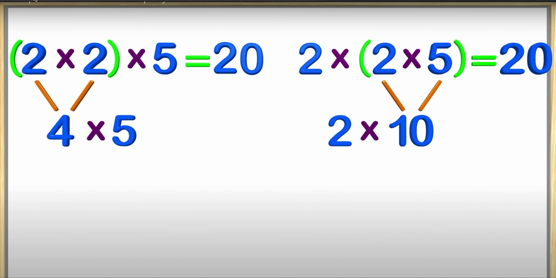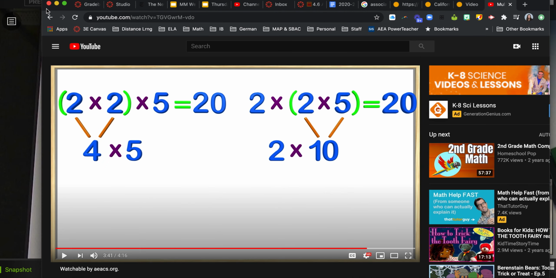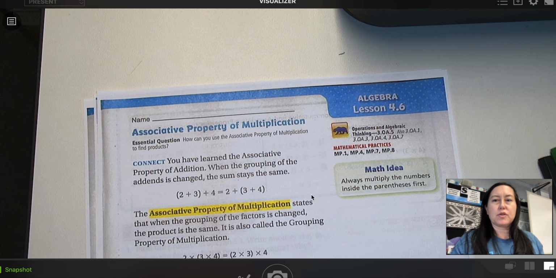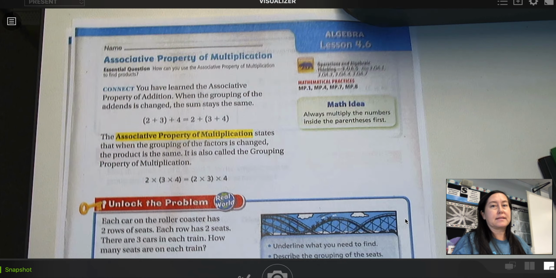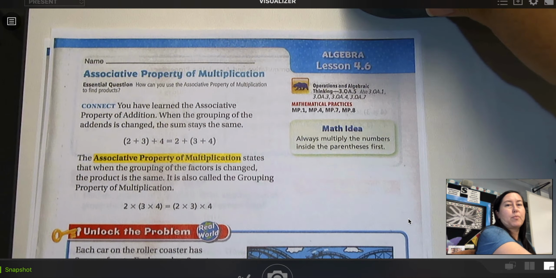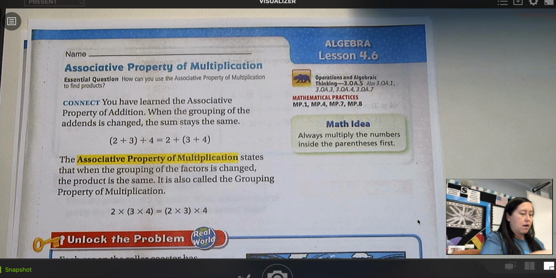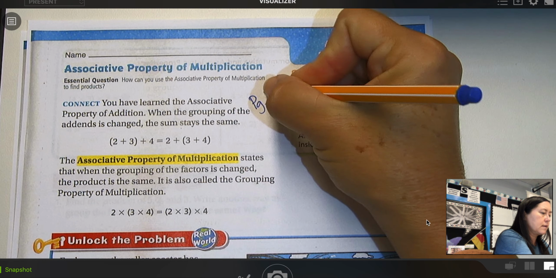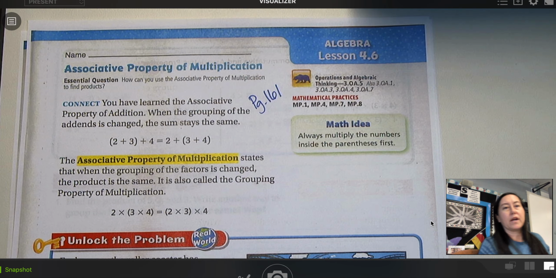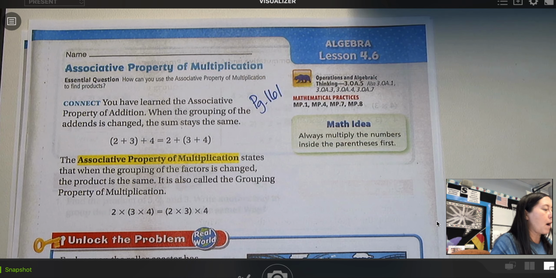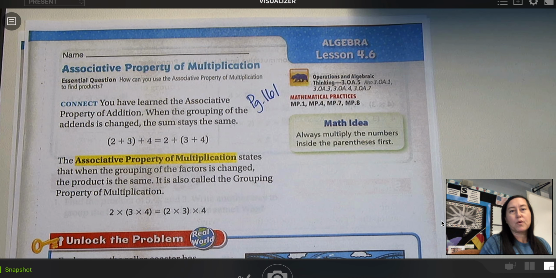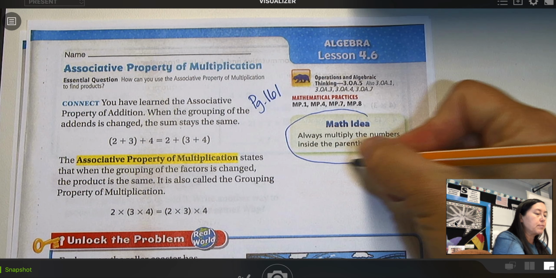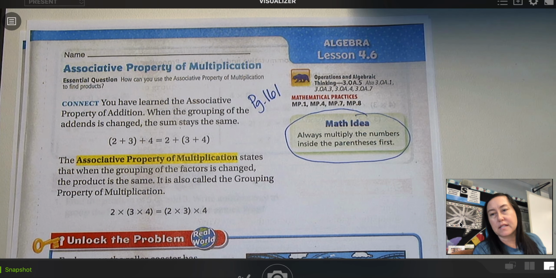All right, guys. Now that we had that warm up, we're going to jump into our lesson 4.6. So please open your books. We are on page 161. And we are looking at the associative property of multiplication. I thought that video was a great, easy way to see the parentheses moving. And a reminder to always multiply the numbers inside the parentheses first.